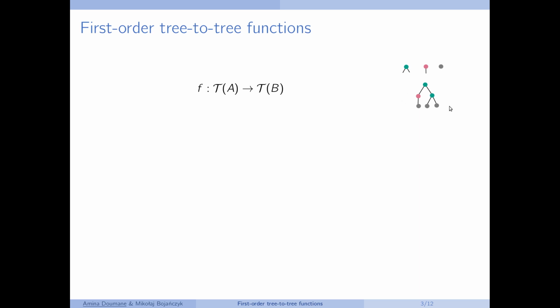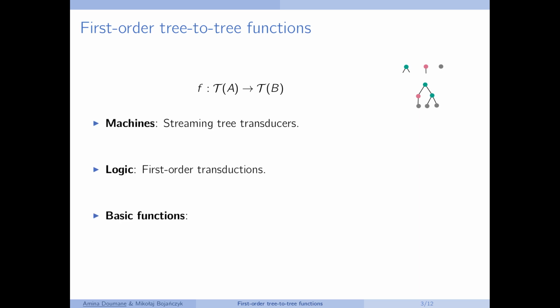And now that we know which trees we are talking about, we can wonder if we have the same picture as we've seen for words. And the situation is kind of promising, because we have again characterizations based on machines, streaming tree transducers, and on logic, first-order transductions but interpreted on trees. And what was missing to this picture is a set of basic functions which generate, by composition, the whole set of first-order tree transductions. So this is precisely what we've done with Mikołaj.